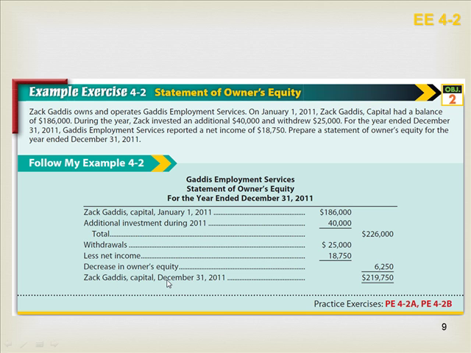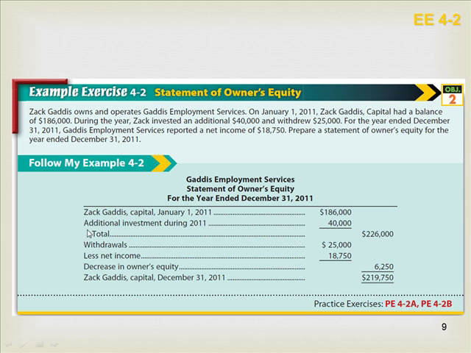Zach Gaddis capital as of December 31st is $219,750. I want to take a moment to point something out here. This should have been less withdrawals of $25,000 and net income of $18,750. They worded this slightly different. However, this actually still ends up being the same. Netting these two totals together still gives you $6,250, whether you're deducting the withdrawal or taking out the net income.